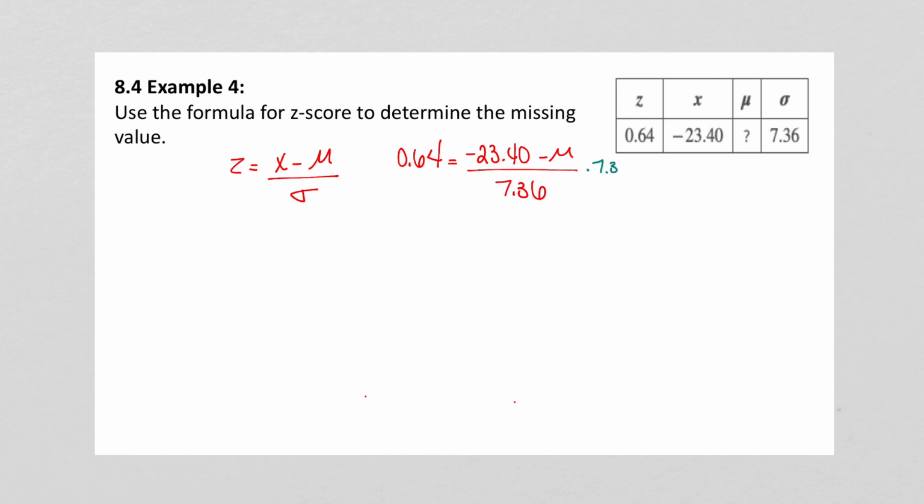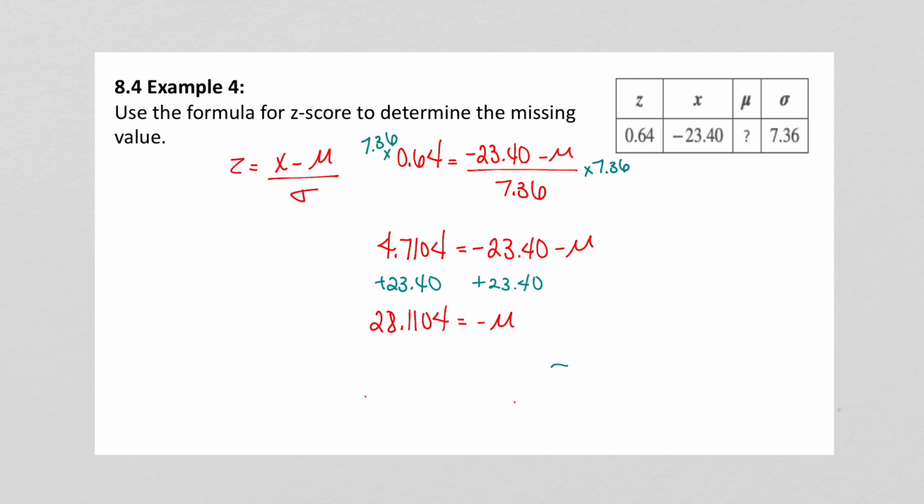Multiply both sides by 7.36. We have 4.7104 equals negative 23.40 minus mu. And then we're trying to get mu by itself, so add 23.40 to both sides. 28.1104 is negative mu, and we got to get rid of that negative. So we can either multiply both sides by -1 or divide both sides by -1. Either way will work, and mu ends up being negative 28.11 for the mean.